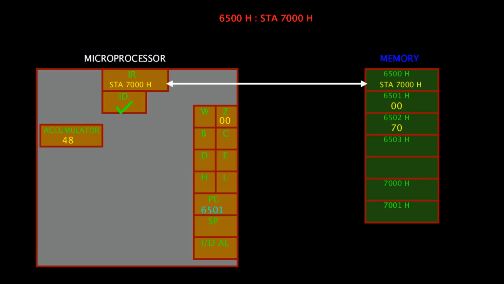Program counter is again incremented by 1 and becomes 6502. Then the data at location 6502 gets copied to register W. After this, the data of accumulator gets copied to memory location 7000H. And now program counter is again incremented by 1 and becomes 6503.